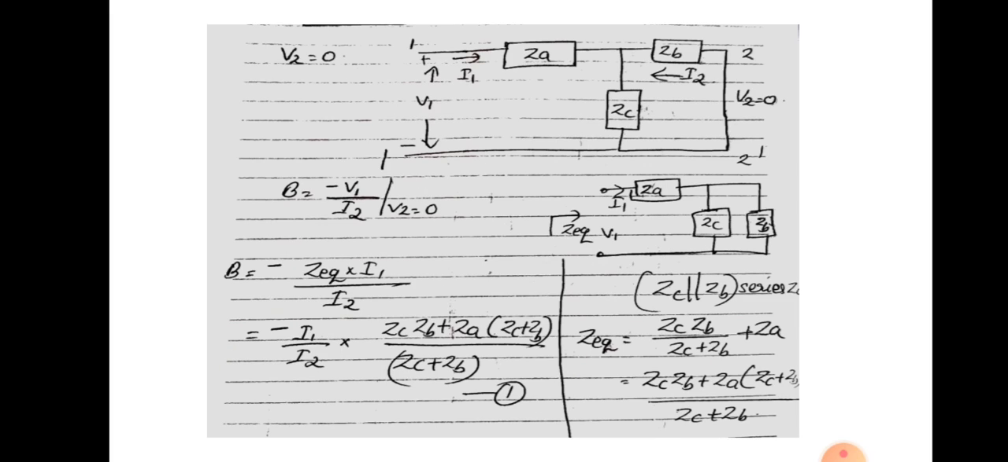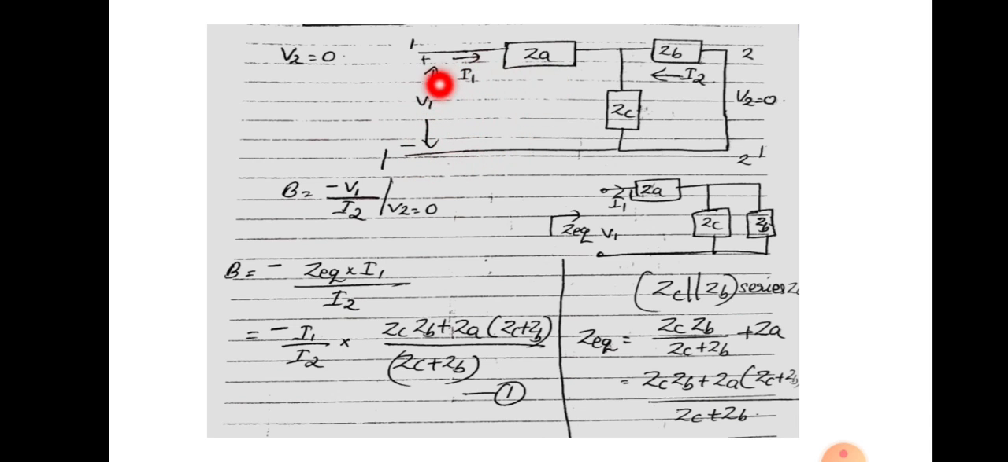Similarly, whenever V2 equal to 0, we will get the value of B and D. So whenever V2 equal to 0, the circuit will look like this. So ZC and ZB become parallel whenever V2 equal to 0. Here the equation for B is minus V1 by I2, and you know that V1 equal to the voltage across this terminal will be equal to the total current into equivalent impedance.